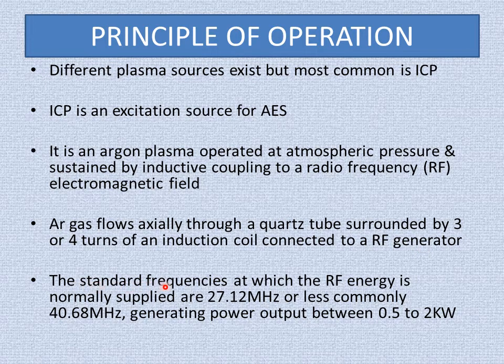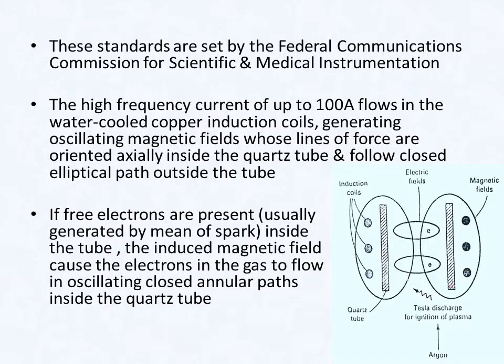The standard frequencies at which the radio frequency energy is normally supplied: this generator normally works at 27.12 megahertz, or less commonly 40.68 megahertz. And by the use of these frequencies, it generates a power output between 0.5 to 2 kilowatt. These standard values are set by an organization named the Federal Communications Commission for Scientific and Medical Instrumentation.